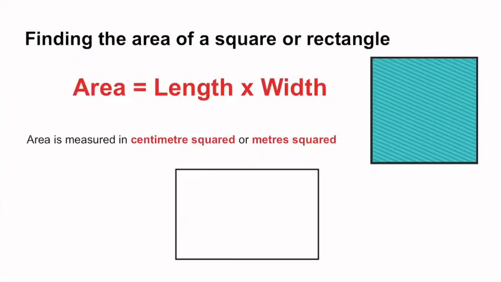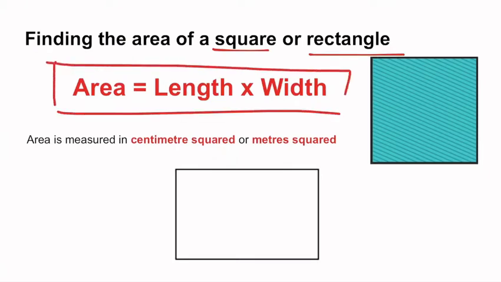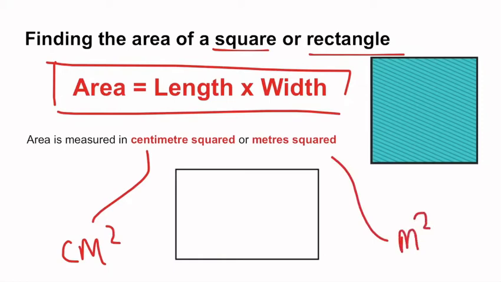So we're going to start off by discussing how do we find the area of a square or a rectangle. Now this is the key formula that we need to know when trying to find the area of shapes, and that is the area is equal to the length of the shape times by the width. We also need to know the area is measured in centimeters squared or meters squared, and that all depends on the unit of the length and width.